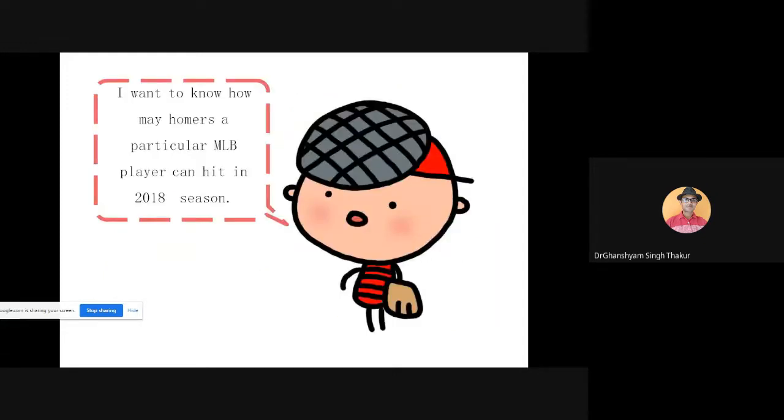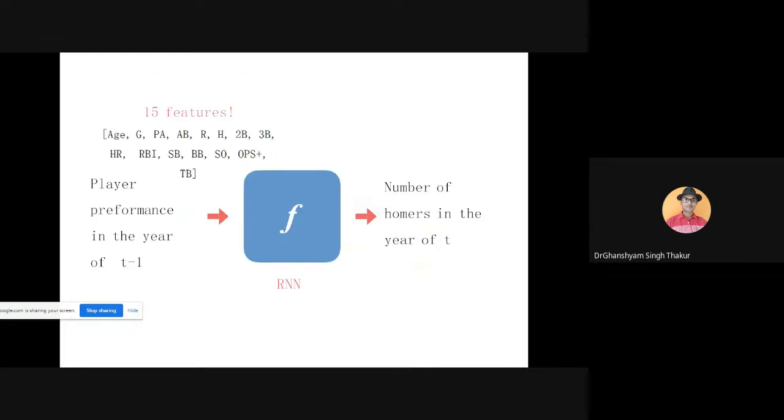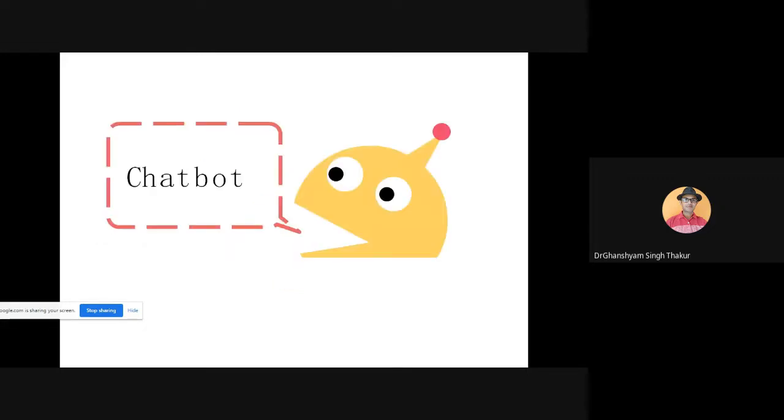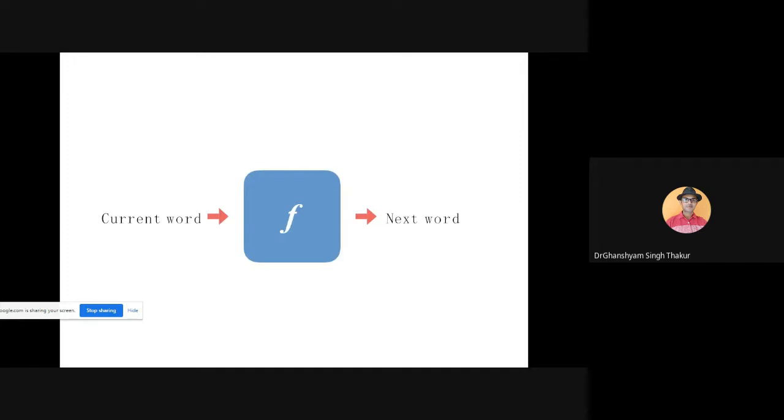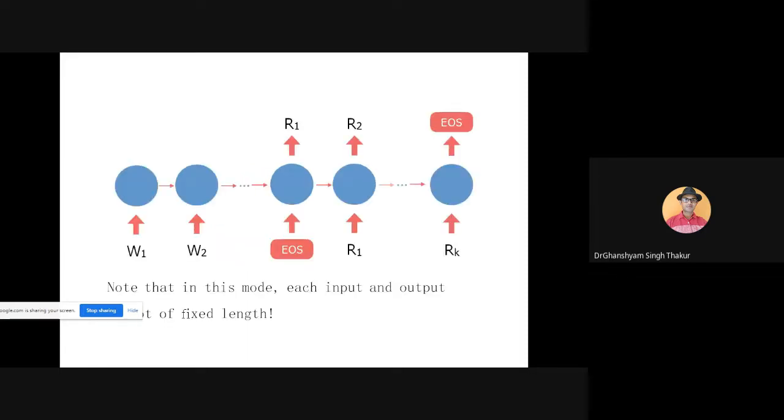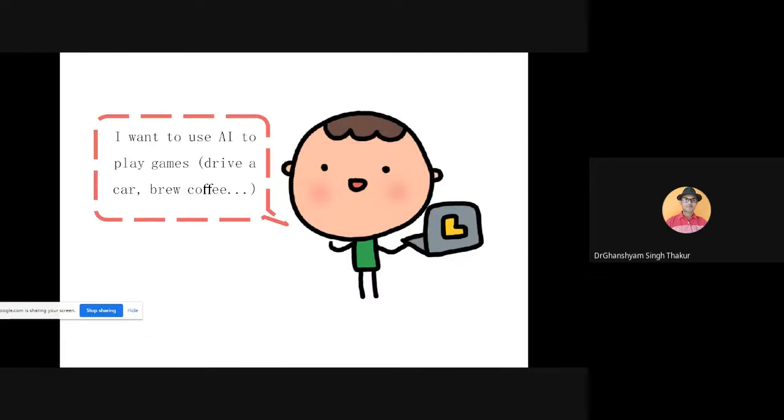So I want to know how many homers a particular MLB player can hit in the 2018 season. So these are the different features and the performance in the last year, and you can predict the number of homers in the year T, this year. So the chatbot, the current word can be converted into a function, and you will easily predict the next word. So I want to use AI to play games, drive a car, brew coffee, etc.